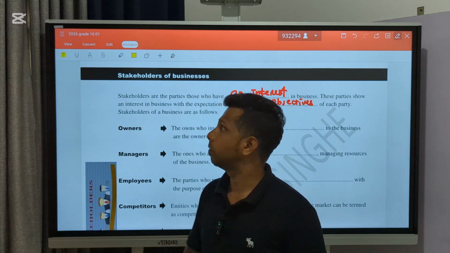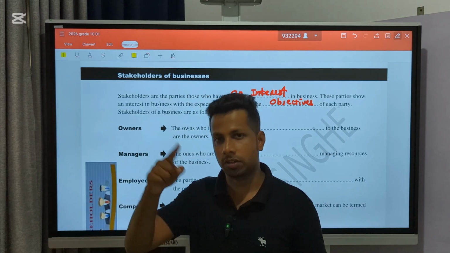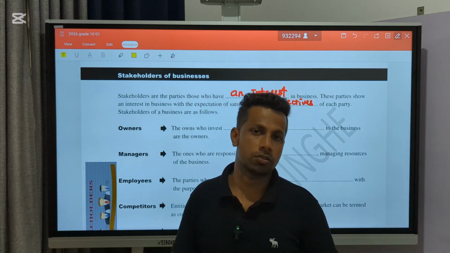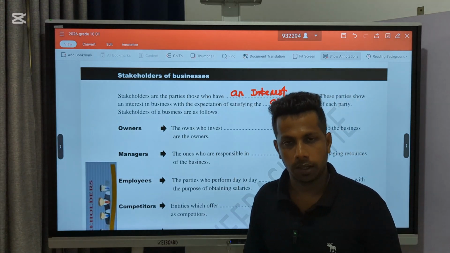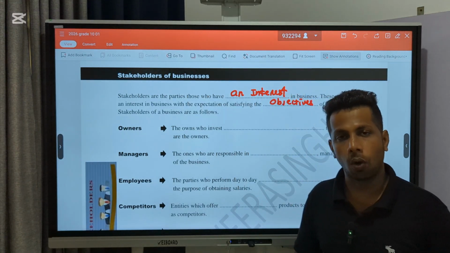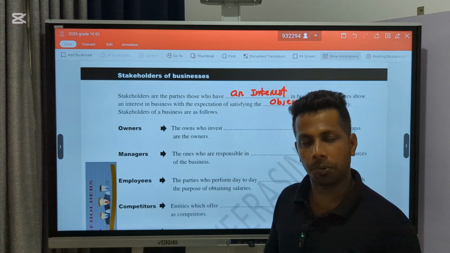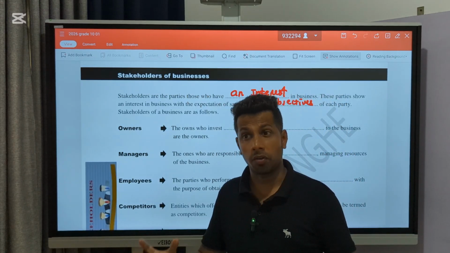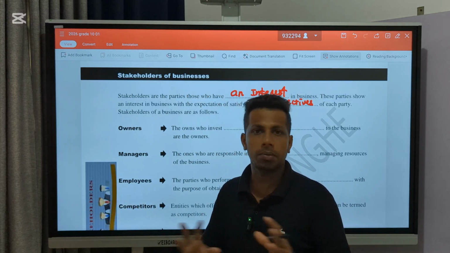So here we are talking about businesses. So it can be any party, those who have an interest in your business. So dear children, let's talk about a couple of examples. Here you can see a list of stakeholders like owners, managers, employees, competitors, government, pressure groups, suppliers, financial institutes, and the community. Okay, it can be anybody.